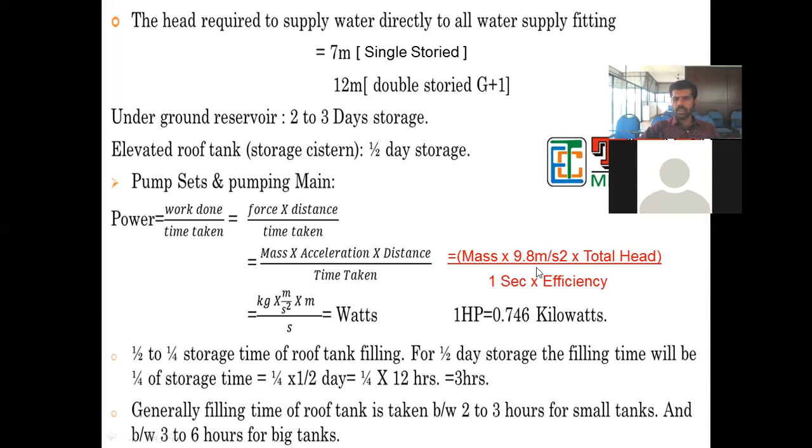So you can use this formula: 9.8 into the mass, which you can find out, into the total head. All these things have to be found out. The mass will be in kilograms, 9.8 meter per second squared, total head in meters, time in seconds, and efficiency in percentage. So we will be getting the power in watts. Now to convert into HP, you know that 1 HP is equal to 0.746 kilowatt.